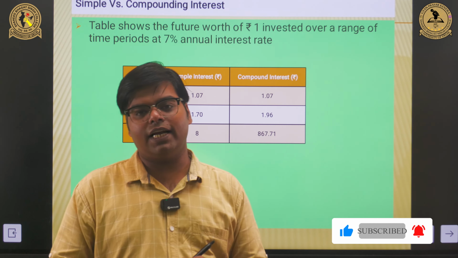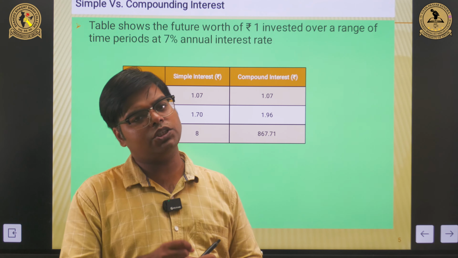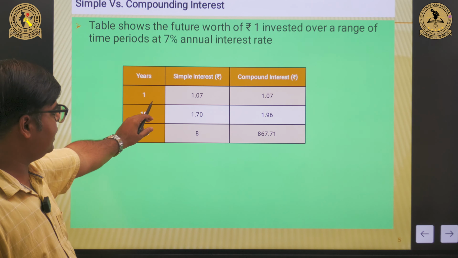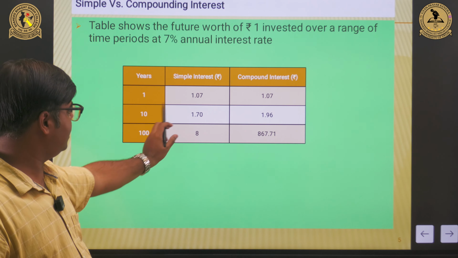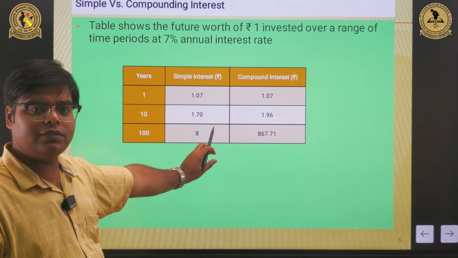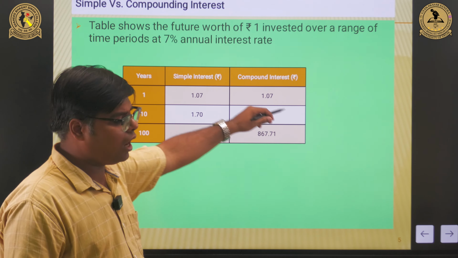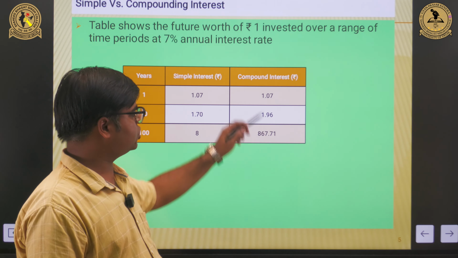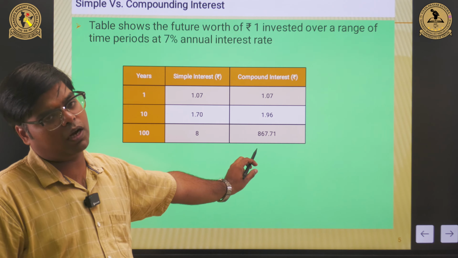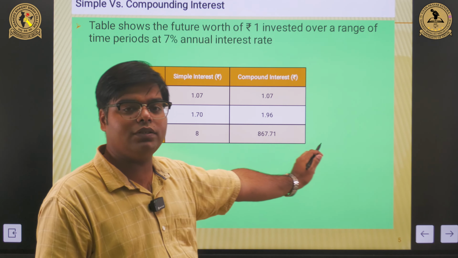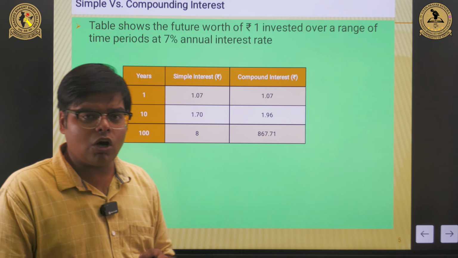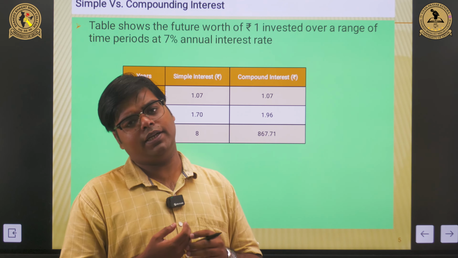Now let's understand the difference between simple interest and compound interest. If rupee 1 is invested at simple interest, then it becomes 1.07 after 10 years and 8 rupees after 100 years. However, in case of compound interest rate, if you have invested 1 rupee, then it will become 867.71 rupees. This shows the power of compounding.